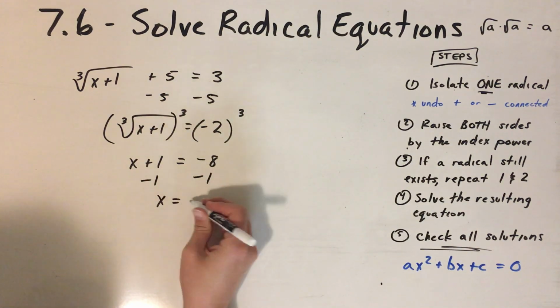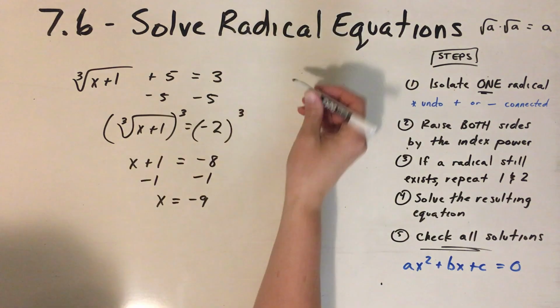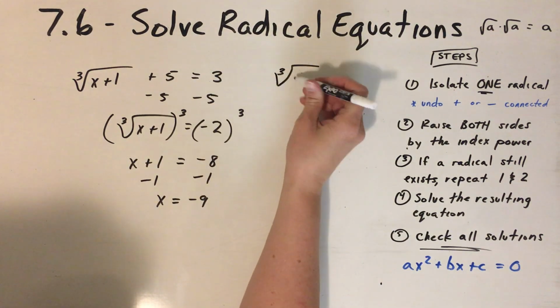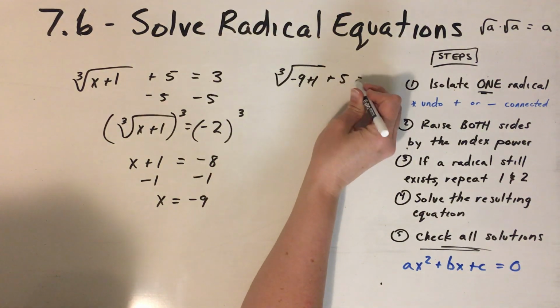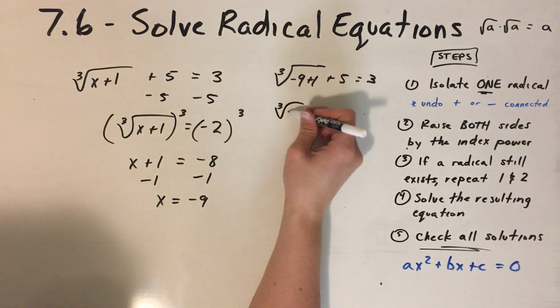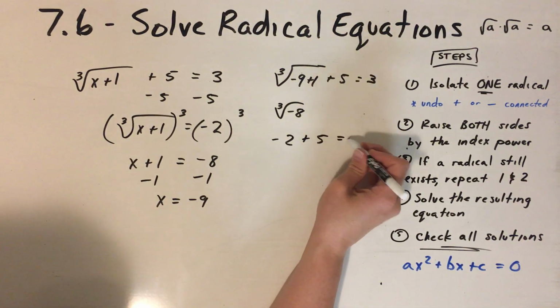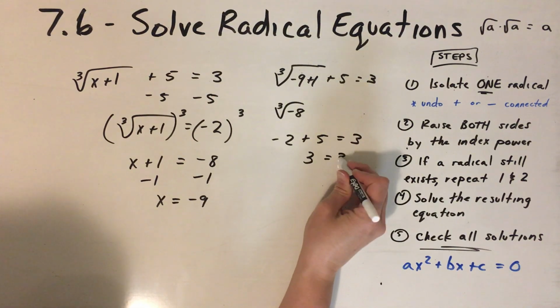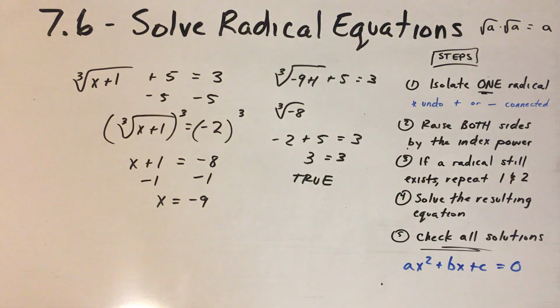And I get that x is equal to -9. Sweet. That wasn't too hard, so let's check that solution and see if it works. So I'm going to plug in -9 where I see x. -9 plus 1 plus 5 is going to be equal to 3. Well, -9 plus 1 is the cubed root of -8. The cubed root of -8 is -2. -2 plus 5 is indeed 3. So this is a true statement. Okay, so that is with a cubed root.